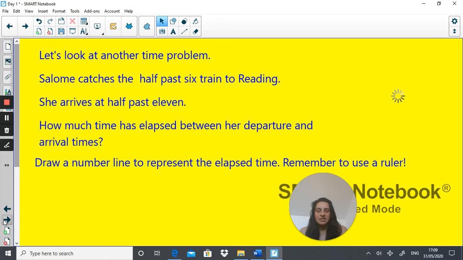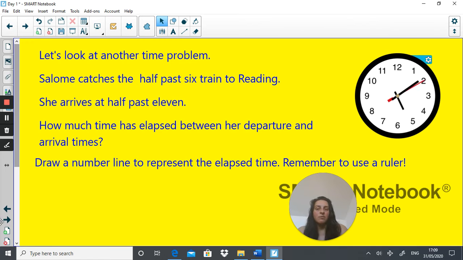Okay, let's see what we have next. Let's try another example here. So Salome catches the 6:30 train to Reading. She arrives at 11:30. And again, I'm asking you to work out the elapsed time and remember to use a ruler. So I am going to set the time for you for 6:30. Oh, no, one past it, sorry. So that is the time that she leaves when she gets here at 11:30. How much time has elapsed? Pause the video, have a go and work it out.